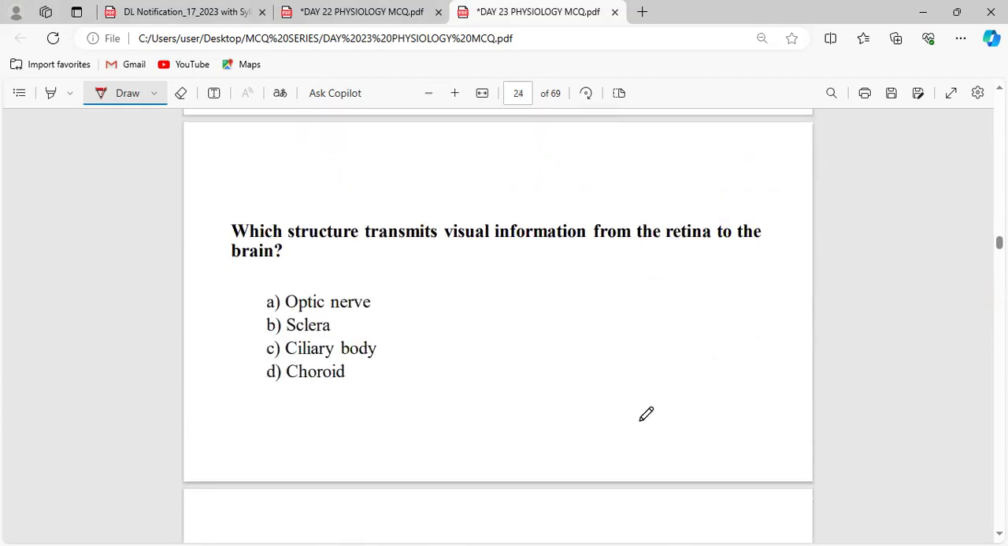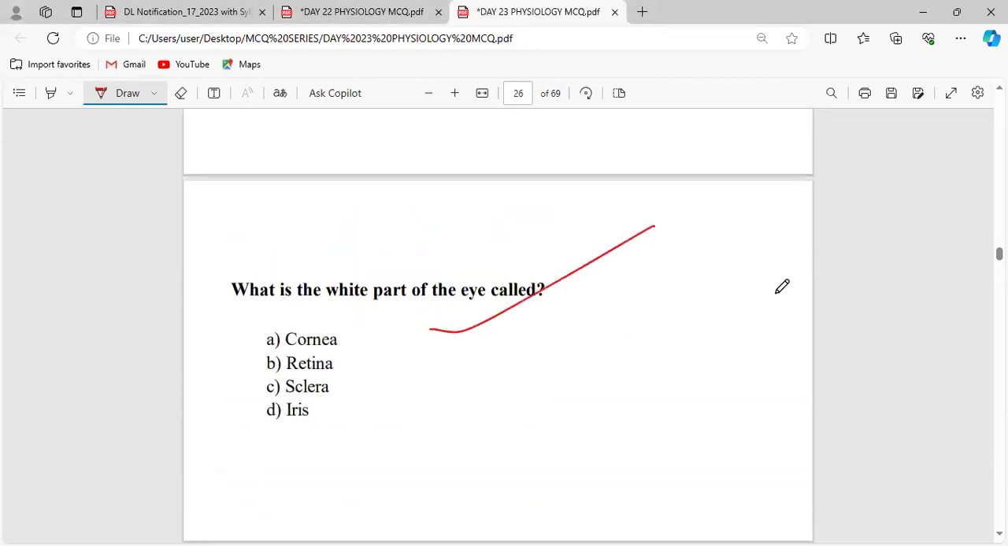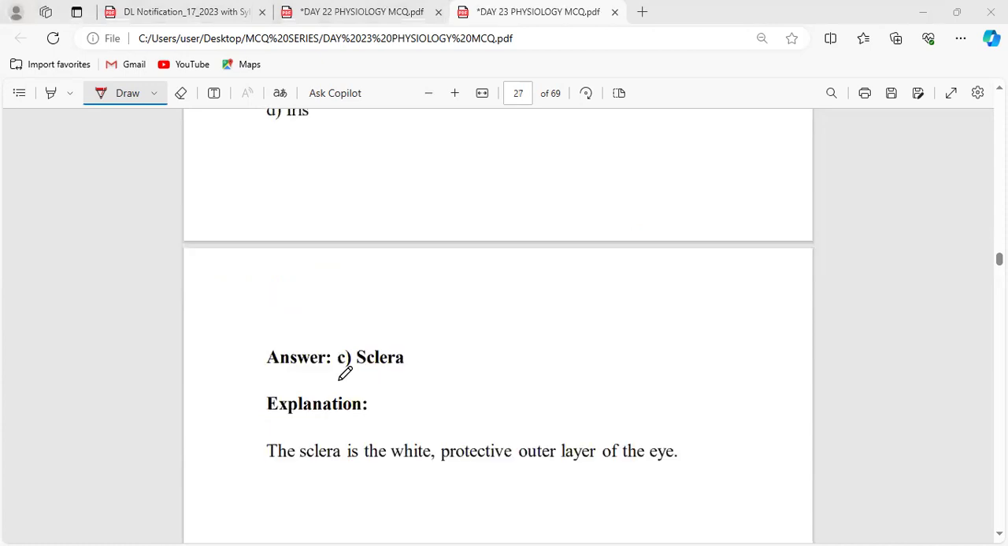Which structure transmits visual information from the retina to the brain? That will be the optic nerve. What is the white part of the eye called? That will be the sclera. Very good.